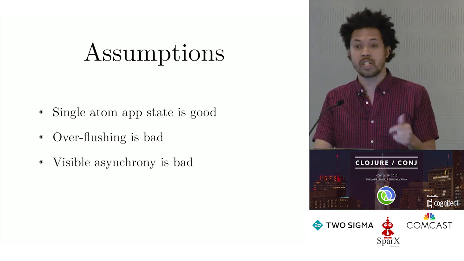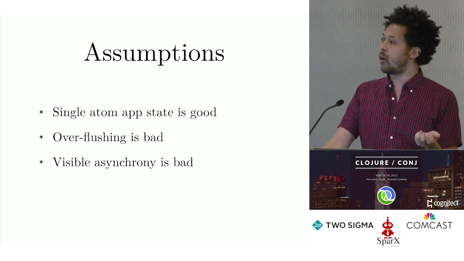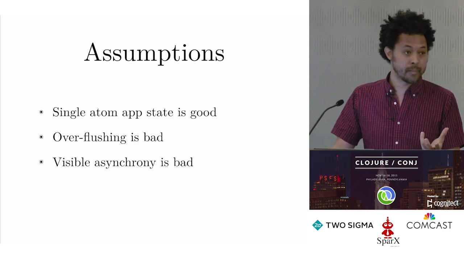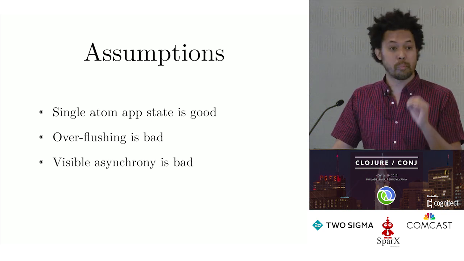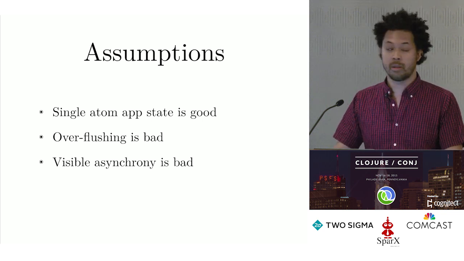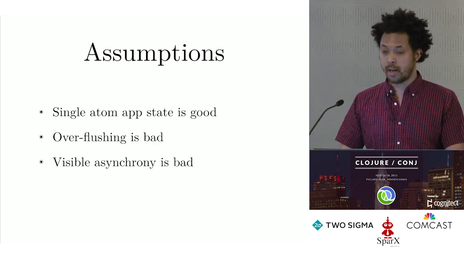And now I believe that visible asynchrony is bad. So in early Om tutorials, we often would use core.async for something. I just think it's a bad idea. The Om Next model is completely synchronous. You need asynchrony, but it should be outside the components themselves. Components look pure and they look synchronous. Asynchrony is completely at the edges of the system.